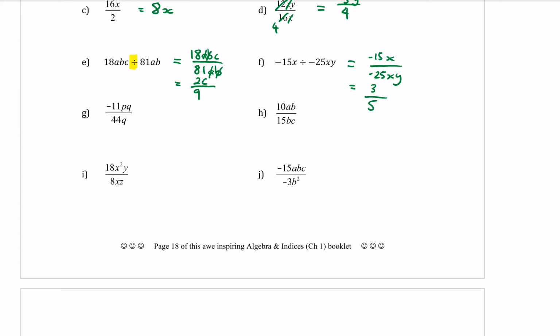Then look for your letters. X on the top, X on the bottom. Cancel them out. There is a Y left. Where is it though? Is it on the top or is it on the bottom? Bottom. So it goes on the bottom. Okay, they never switch places. If the Y is on the bottom, it's got to stay on the bottom.